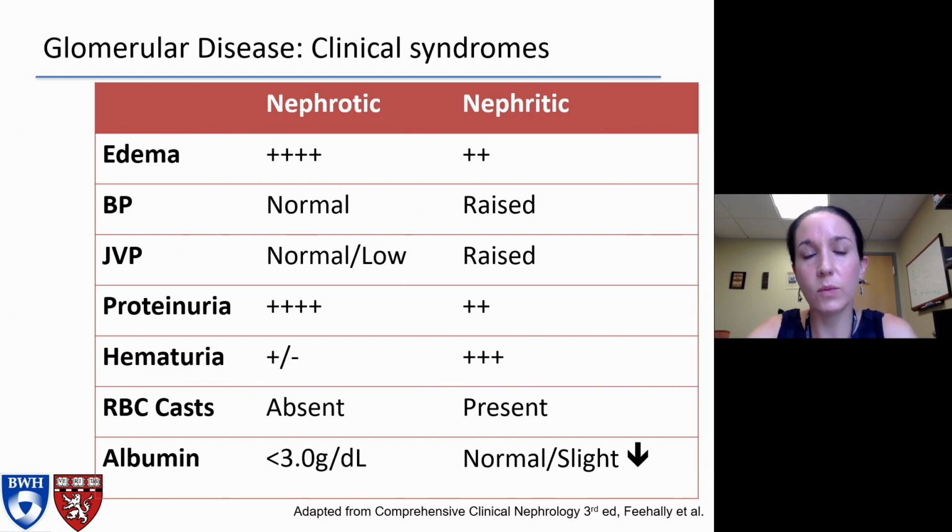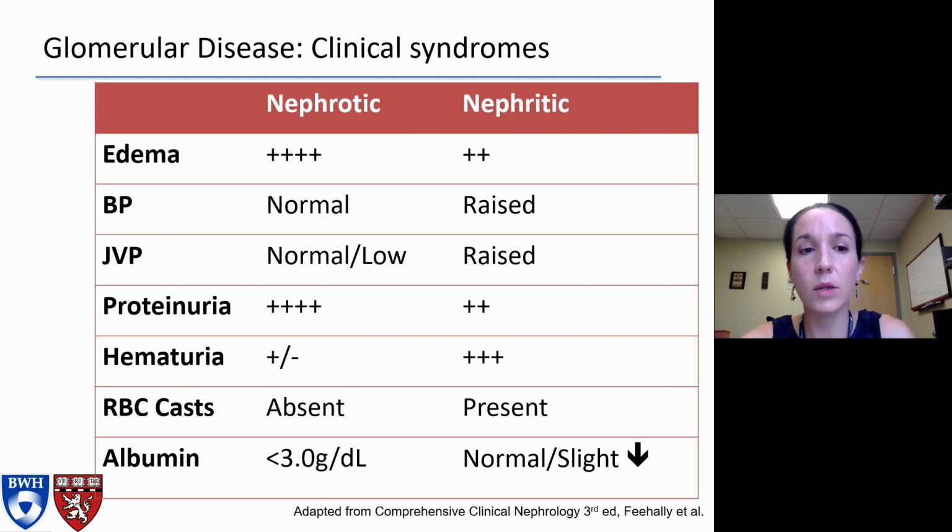Those patients that present with nephrotic syndrome have a lot of edema. Their blood pressure and JVP tend to be on the normal side. They obviously have heavy proteinuria by definition. They may or may not have hematuria. Red cell casts tend to be absent, and there's hypoalbuminemia.